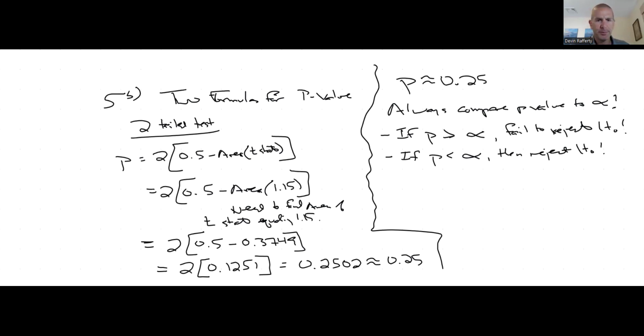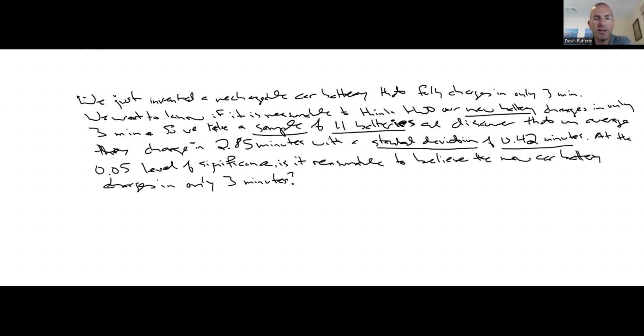So let's go back to our example here. P was approximately 0.25. From our question, alpha was 0.05. If you don't remember that, it is from the scenario right here. We just invented a rechargeable car battery that fully charges in only 3 minutes.